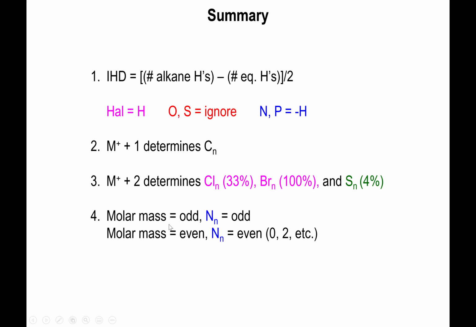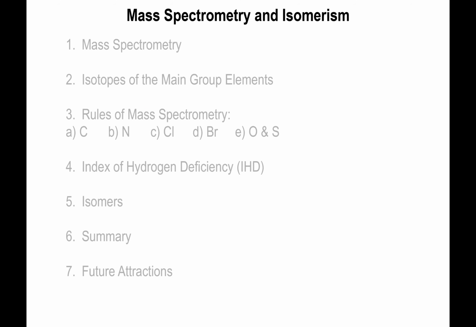And lastly, if the molar mass is odd, you must have at least one nitrogen in your formula. If not, then you have to have odd numbers of nitrogen. If the molar mass is even, you must have an even number of nitrogens, with 0 counting as an even number. All right, that concludes the lecture.